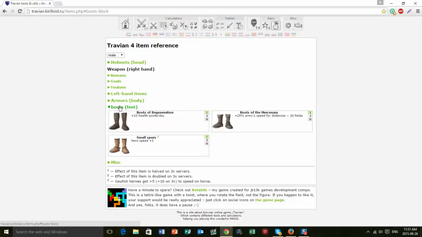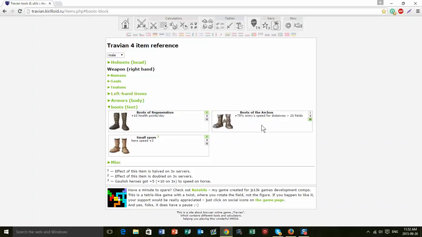So for example, you may find a hero and be looking at the boots and not really sure which boots they're wearing. Spurs are usually pretty easy to tell because they're a different color. These are light brown, but sometimes when you're looking at the different heroes, it's hard to tell whether or not they're wearing boots of regeneration or speed boots and what level of boots they're wearing. So we can use this as a handy reference to see the difference between the boots of the mercenary, the boots of the warrior, and the boots of the arc.